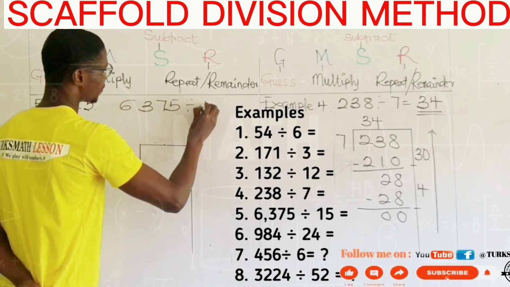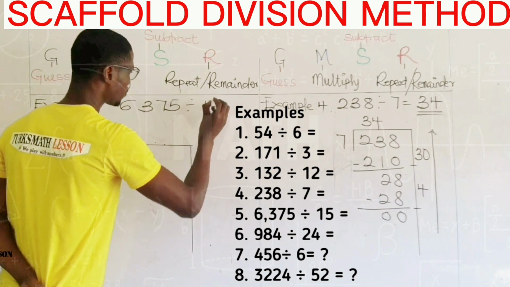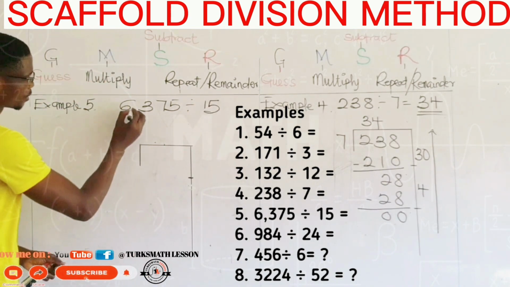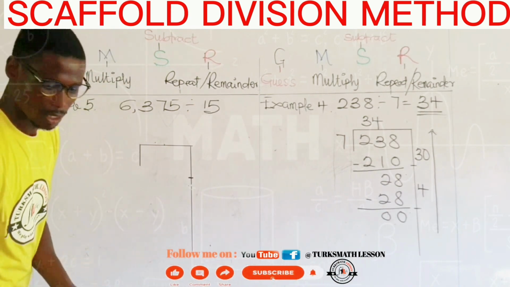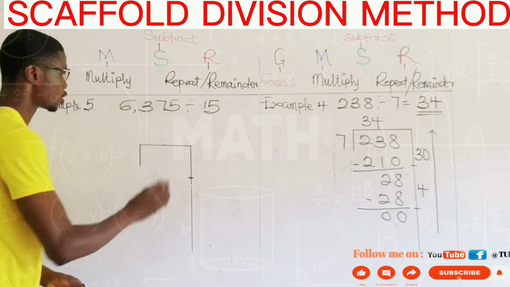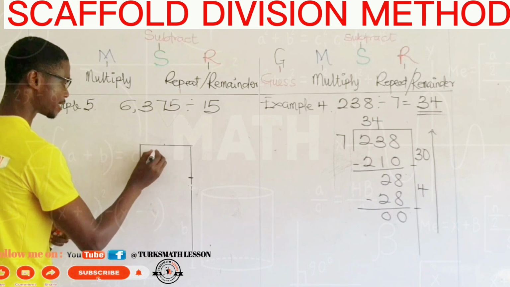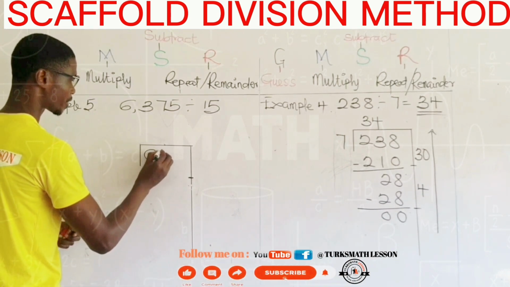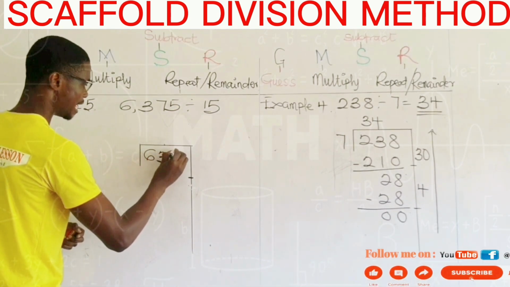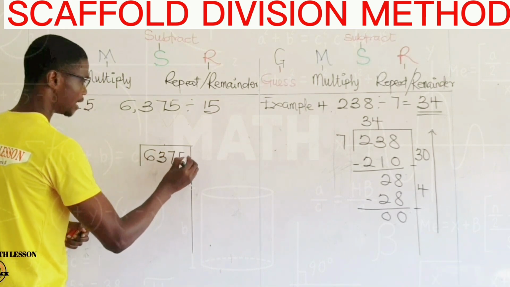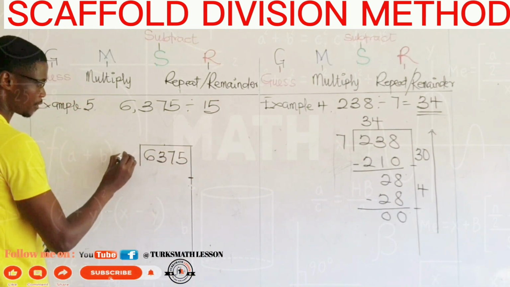6,375 divided by what? 50. All right. So what am I going to write? This one will be inside, isn't it? Yes. Now we have 6, 3, 7, 5 inside. And outside we have 15.